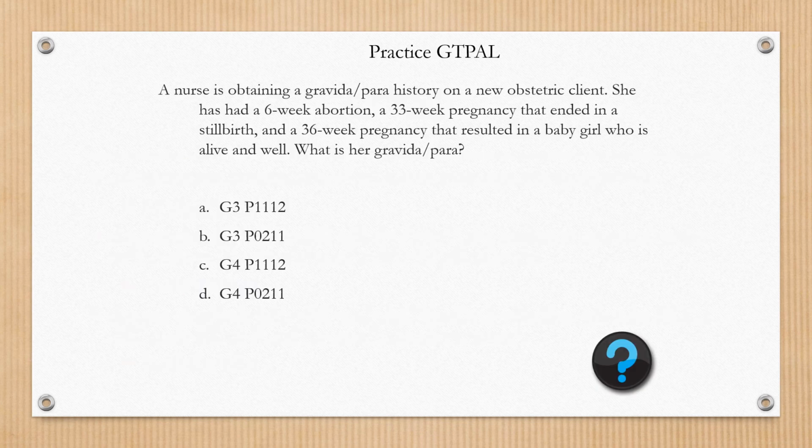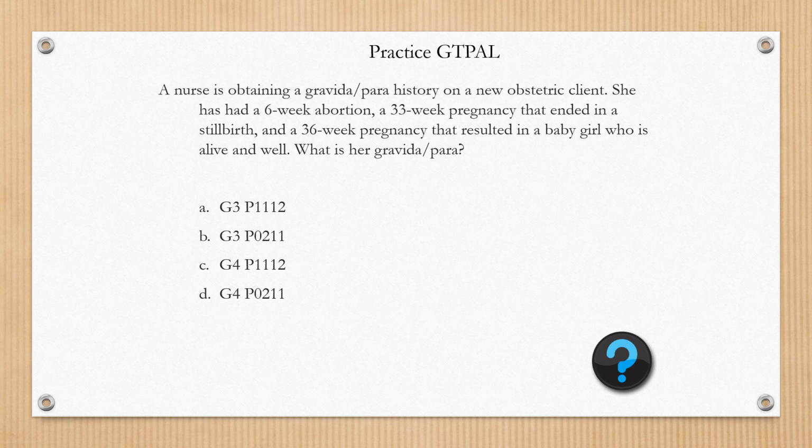Okay, let's see how well you can do this one. You figure out which one of these is correct. A nurse is obtaining a gravid parahistory on a new obstetrical client. She had a 6-week abortion, a 33-week pregnancy and ended in a stillbirth, so no babies yet, right? A 36-week pregnancy that resulted in a baby girl who's alive and well. What is her gravid para?